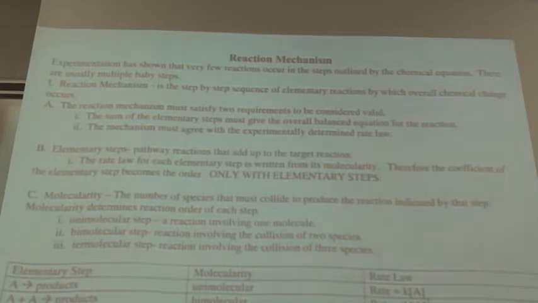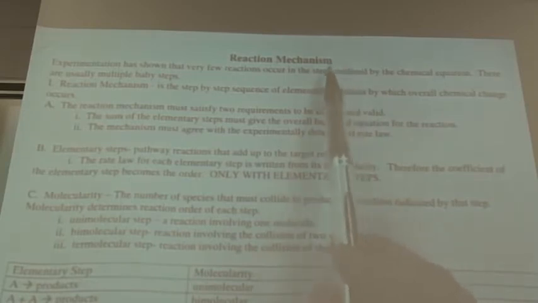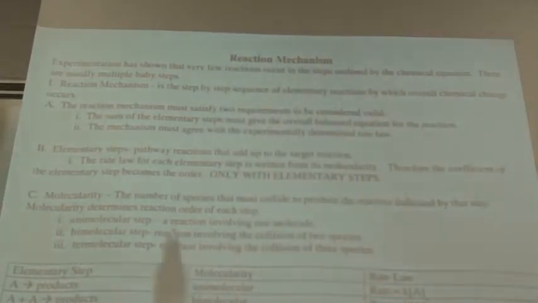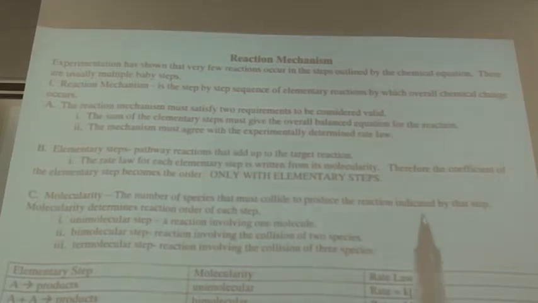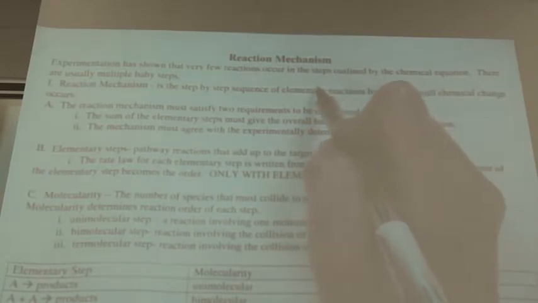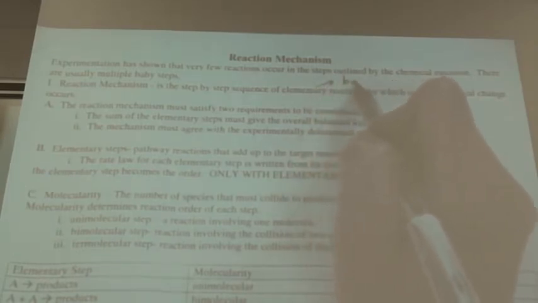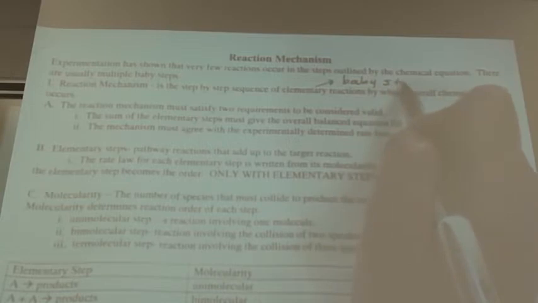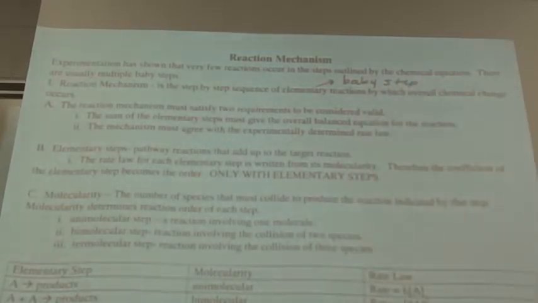Okay. The series of steps is called a reaction mechanism. So a reaction mechanism is the step-by-step sequence of elementary reactions, elementary steps by which the overall chemical change happens. So you can think of an elementary reaction as a baby step. And you know what? You've already worked with elementary reactions when we did Hess's law.